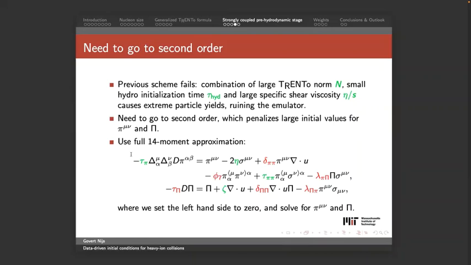for the reasonable parameter choices, so not a very large shear slope combined with a very short initialization time plus a very large norm. For parameter choices that are not that, it doesn't really matter that much.